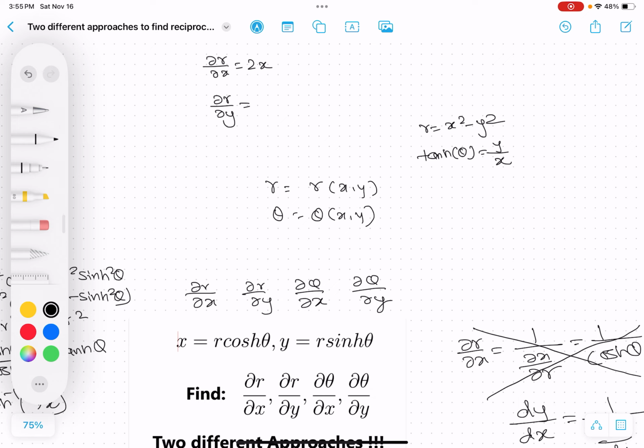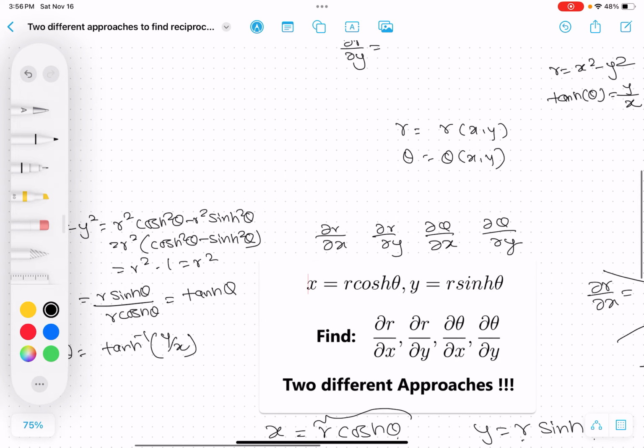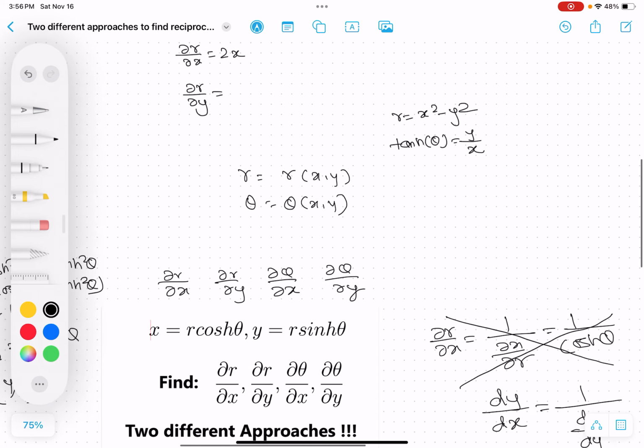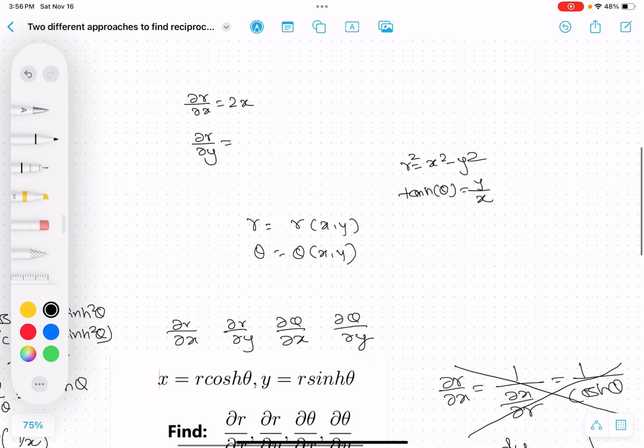Okay, so partial r by partial x. Oh, over here it's x by r. Okay, so how is it different, guys? Oh yes. Okay, guys. The reason it differs is because r is not x square minus y square. r square is x square minus y square, right? Okay, so that is the problem, and I'm sorry for that.